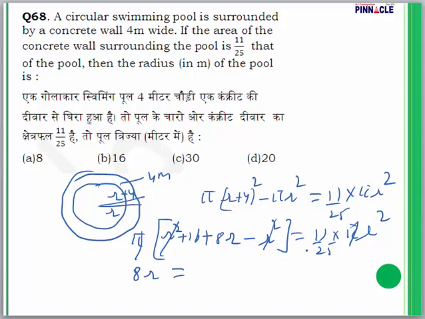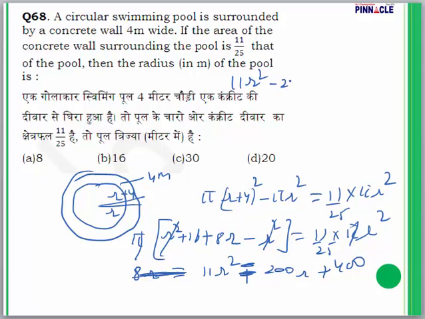8r is equal to 11 by, you can say here, this is r square. 11 r square here, plus this side, it will go then 25 into 8, 200. You can write here 200 r plus 400. Now this expression has become, in other words, 11 r square minus 200 r minus 400 is equal to 0. This is the quadratic equation has become.